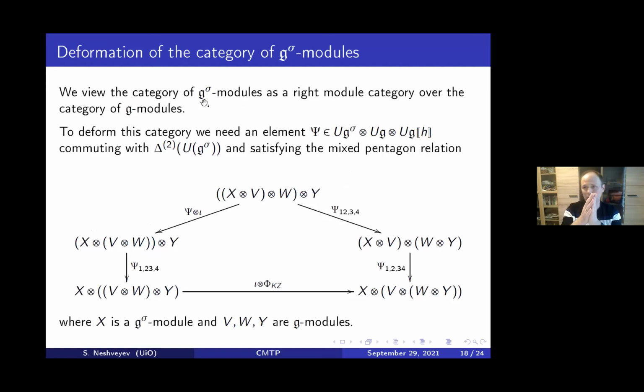In other words, the structure is that you have your category of G sigma modules, and you are allowed to multiply on the right by a G module. Obviously, this way you get a G sigma module. You simply can view this tensor product as a representation of G sigma. Okay? This is your module category structure. And we're going to deform or quantize this category as a module category, and what we aim to obtain is a module category over the Drinfeld category.